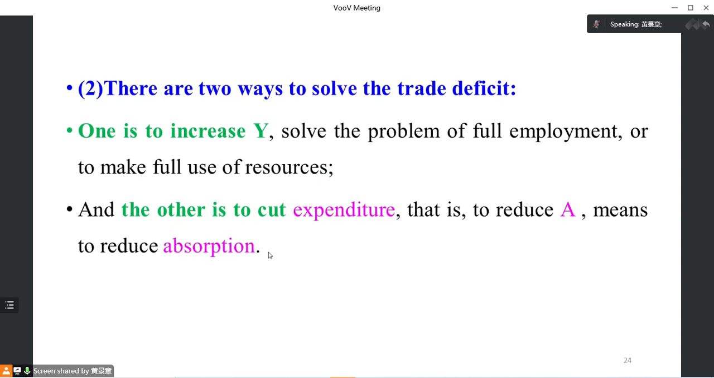And the other is to cut expenditure. That is to reduce A, which means to reduce absorption. In order to reduce the trade deficit, we can use two methods to solve this problem. One is to increase Y, another is to cut expenditure, or to cut absorption.